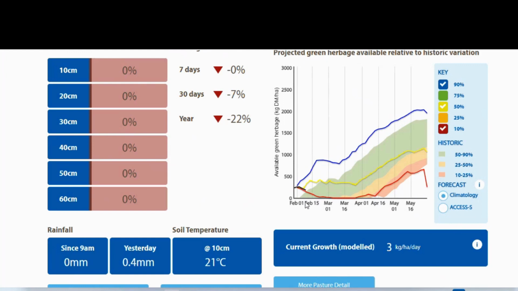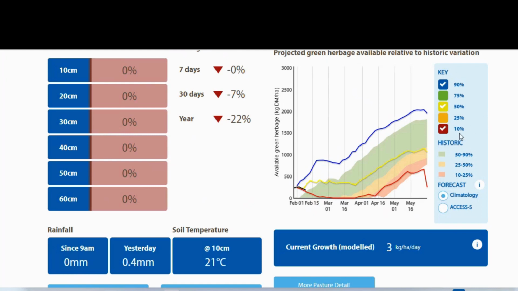So what's this saying? In really good years, green feed at this site has kicked away in early Feb. In tough years, that is not occurring until mid-April. It would normally occur in March. That's what the historical data is telling us.